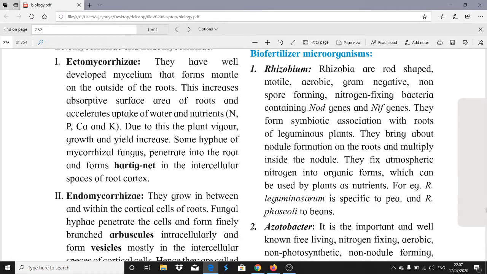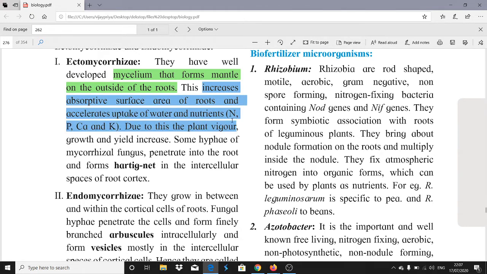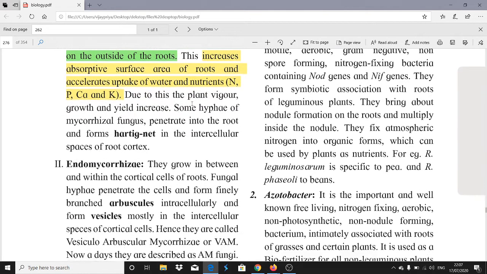So ectomycorrhizae have well developed mycelium, as you have observed in the diagram. They are present outside of the roots, forming a layer. This increases the absorptive surface area of roots and accelerates uptake of water and nutrients. That is again a very important part. Due to this, the plant vigor, growth, and yield of the plant get increased because of the presence of these mycorrhiza.